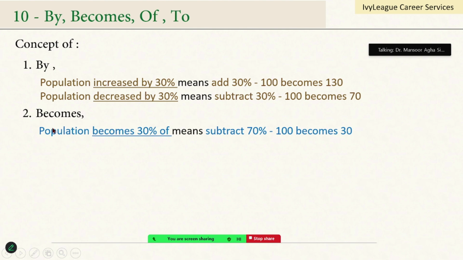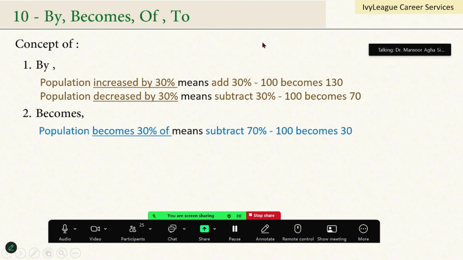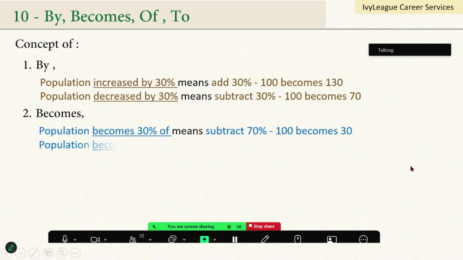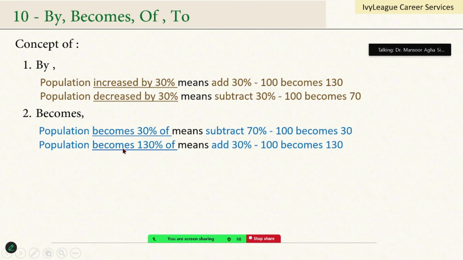Then comes the word becomes. If the question says population becomes 30% of the previous population, then you have to subtract 70%. And if the population previously was 100, now it becomes 30. If the population becomes 130% of the previous value, it basically means you have to add 30%. So if previously it was 100, now it has become 130.